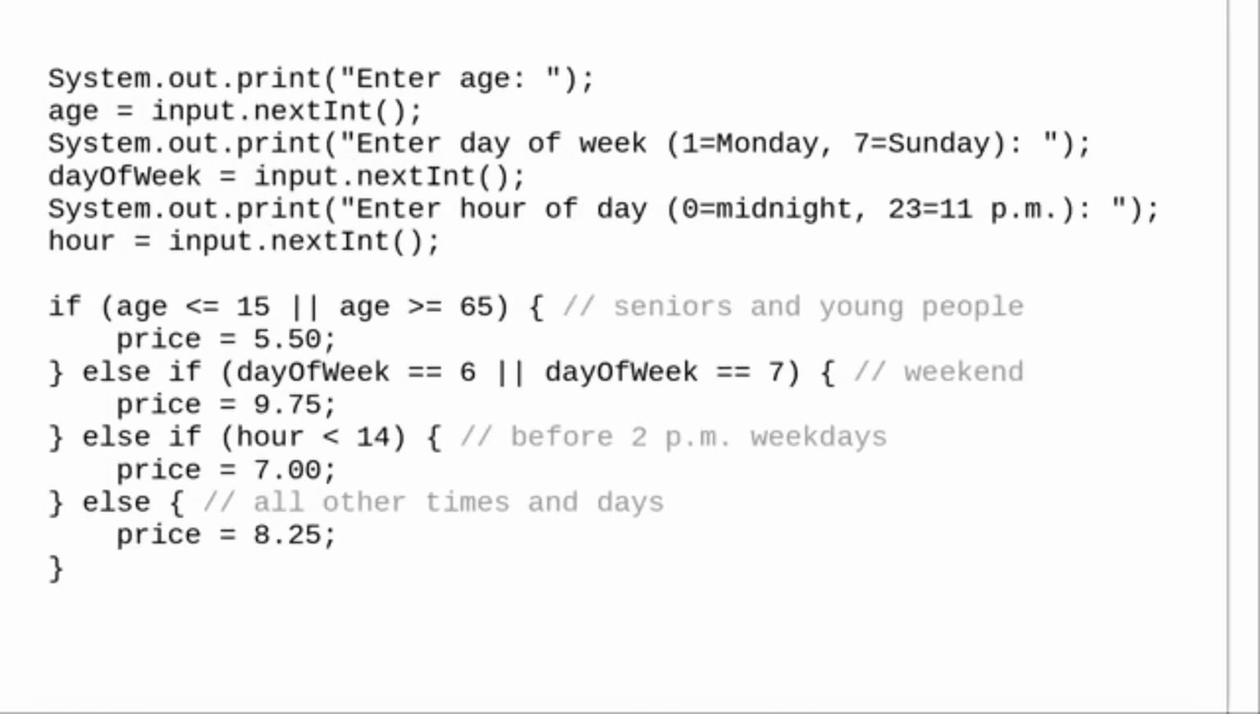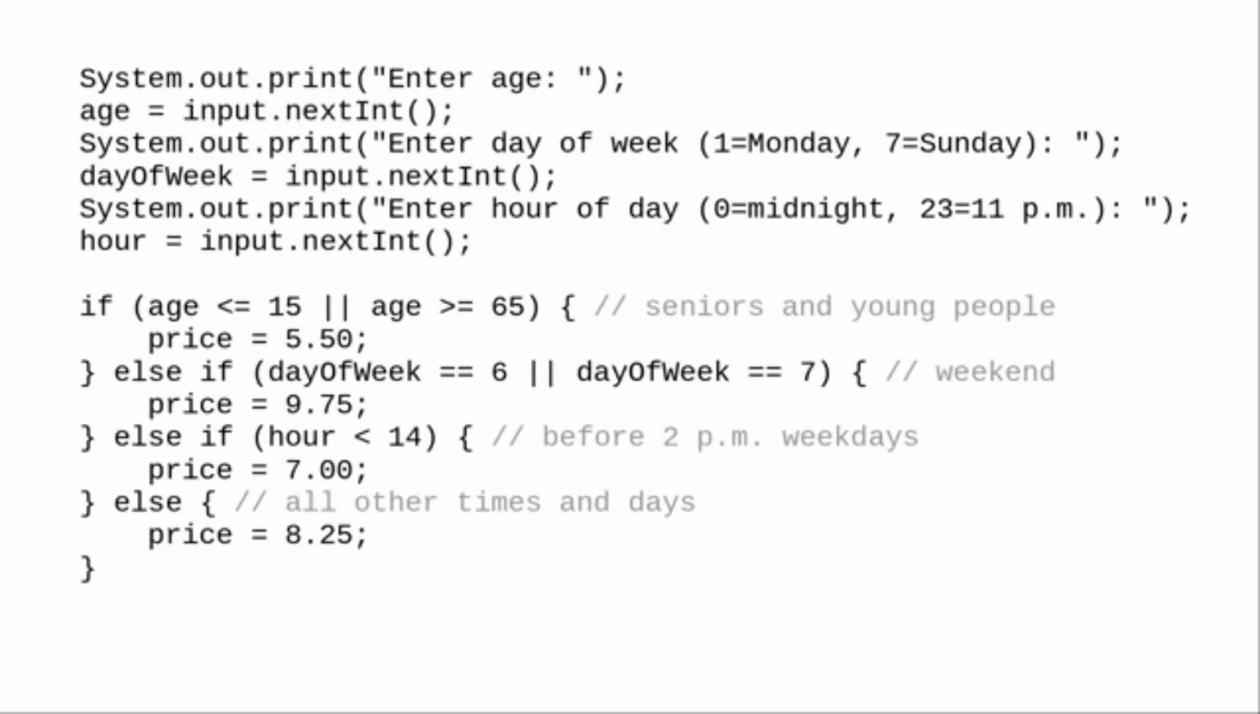As a test of your understanding, you might want to write a program with code like this. Try various combinations of age, day, and hour, and see if you can tell what the output will be before you run the program.